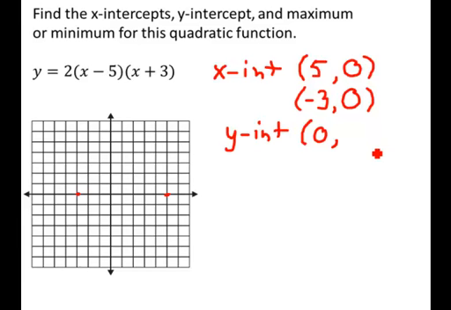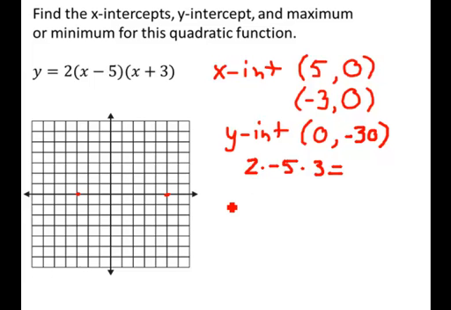Well, to figure out the y value, we can actually go up to the function, use the input of 0, plug it in for x in both of these spots, and calculate the y value. So if we do that, and doing a little work in my head, we'd get 2 times negative 5 times 3, which equals negative 30. So our y-intercept is negative 30.